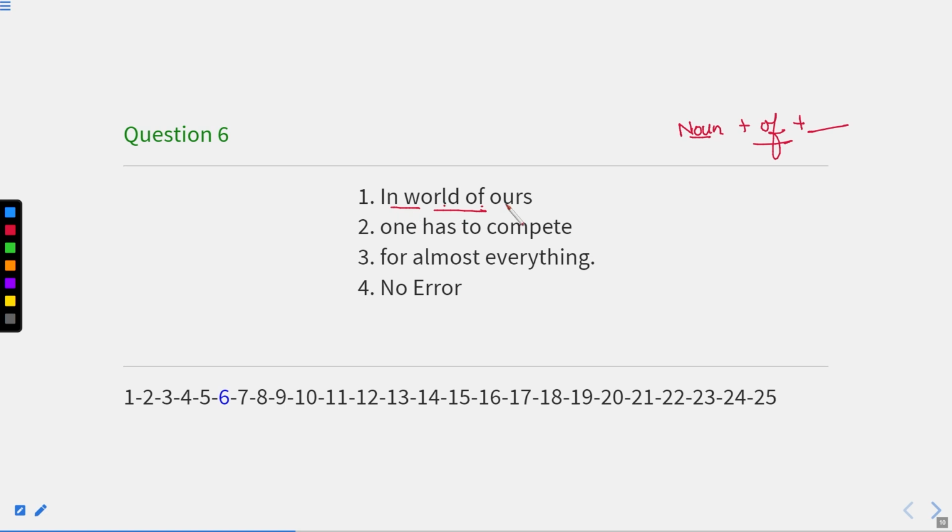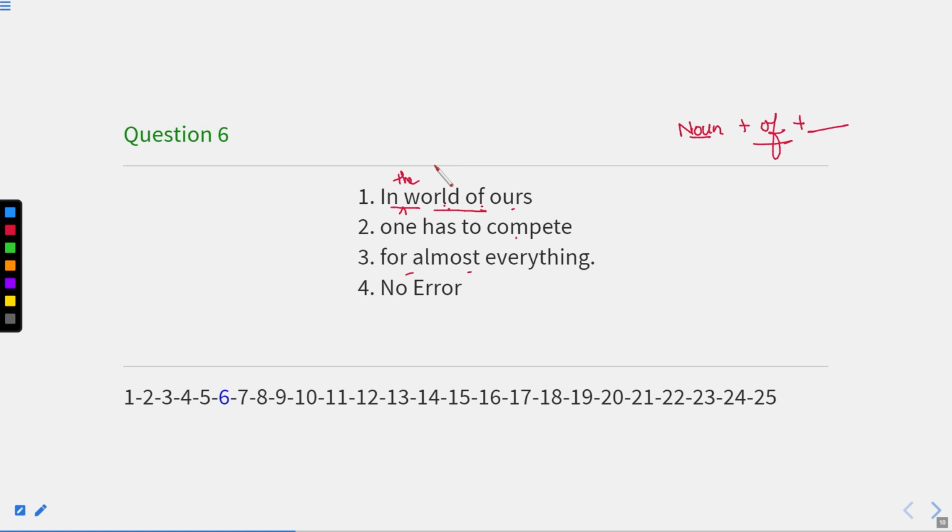So in word of ours, one has to compete for almost everything. Now in word of ours, word is not only ours. We are just relating this word to ours, therefore we need to put the before it, because we are making this word, or the part of this word, definite. Because if we are talking about word of ours, it means only that part of the world which belongs to us, which is in our life.